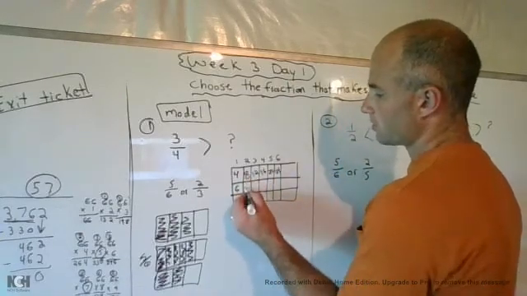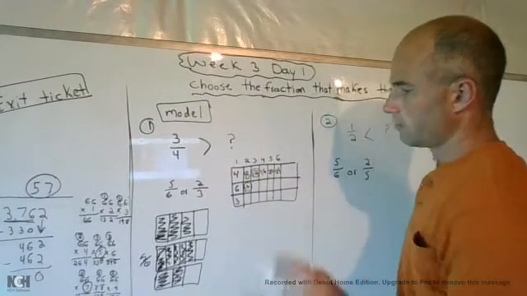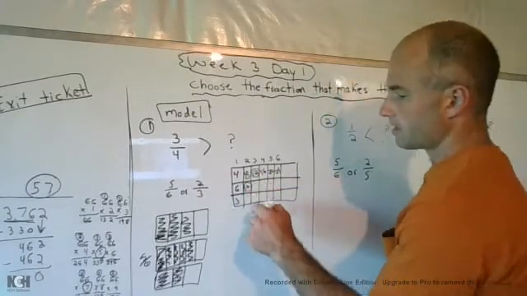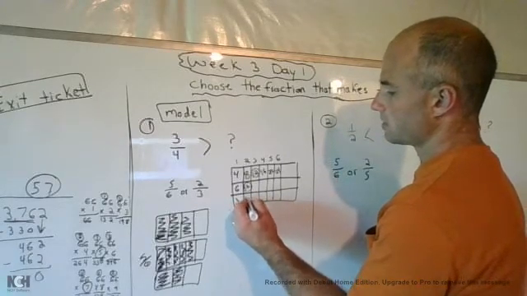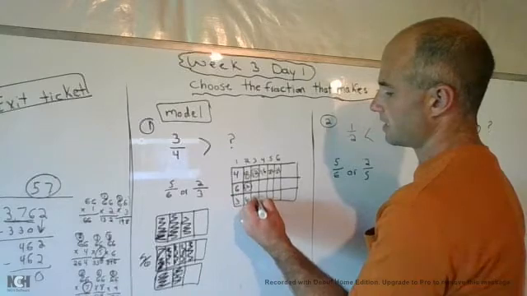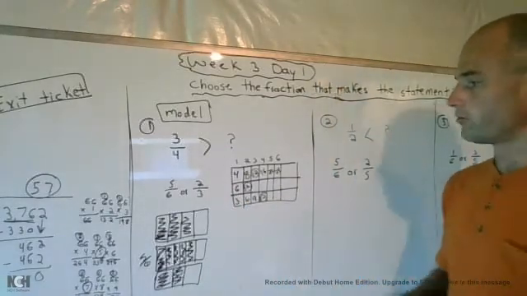6 times 2 is 12. Ooh, there's 12 and 12. Let me just pause there for a second. That means I need to get this one to be 12. It's 3. 3 times 2 is 6. 3 times 3 is 9. 3 times 4 is 12. Ooh, 12. There we go. That's what I'm looking for.